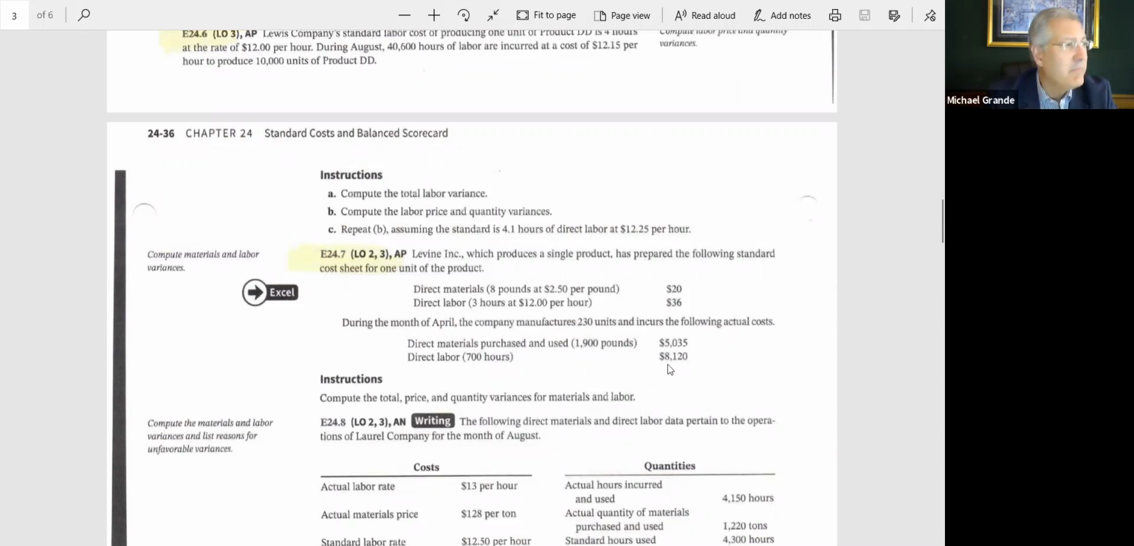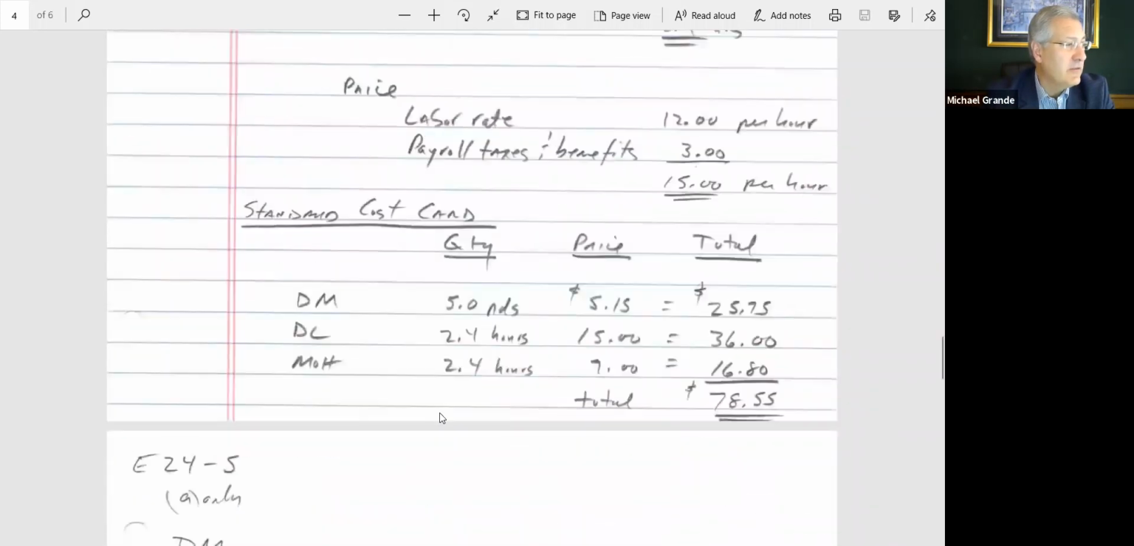Same thing with direct labor. If you know the total they spent on labor and how many hours, you take the $8,120 divided by the 700 hours, and you can find out what the actual price was. So in this problem, you've got standard information, you've got the actual output, and then you have the actual information. What are they asking you to do? Instructions. Compute the total price and quantity variances for materials and labor. Let's look at the solution.